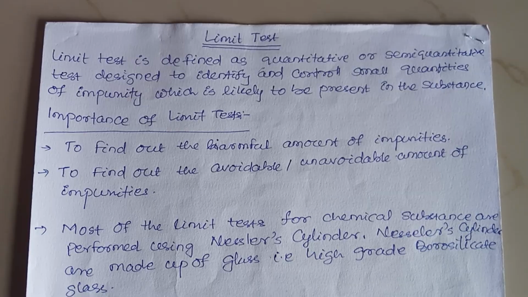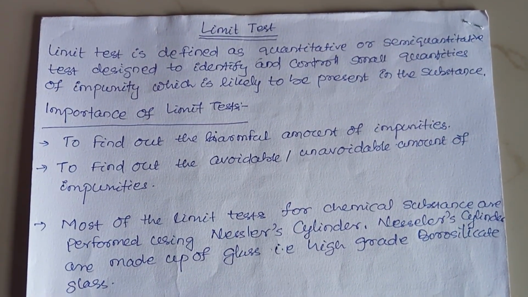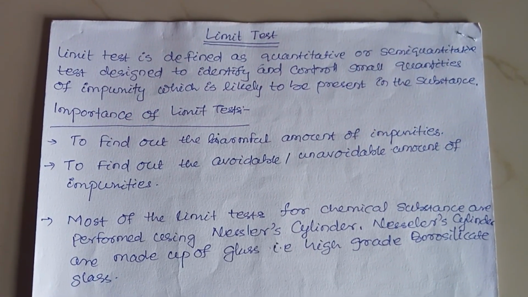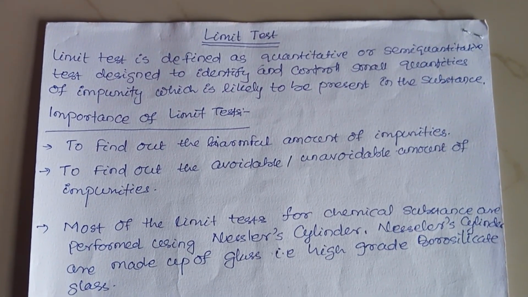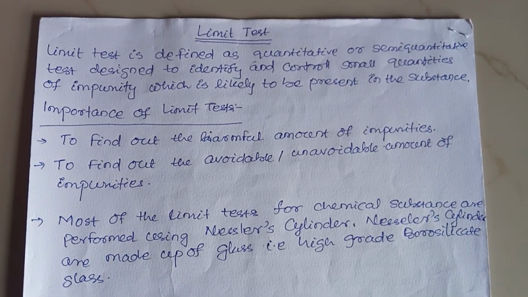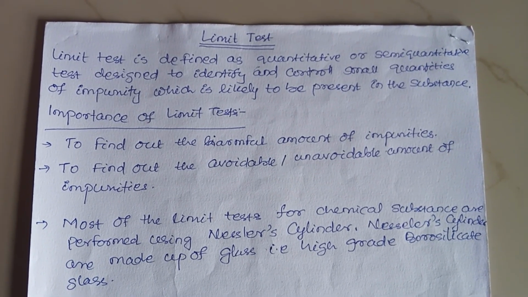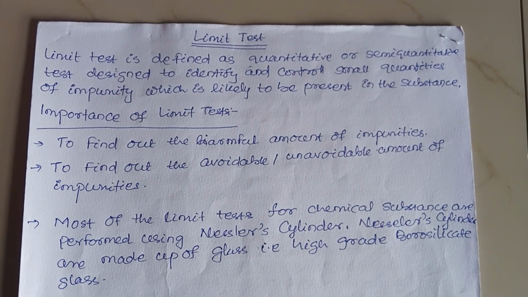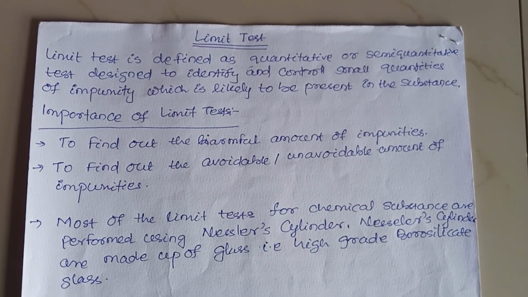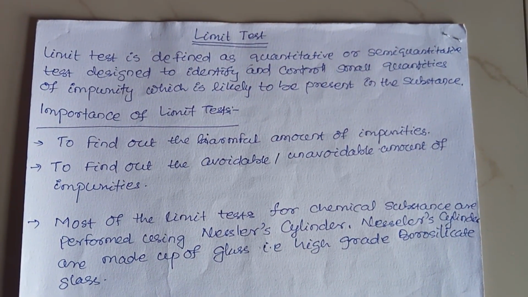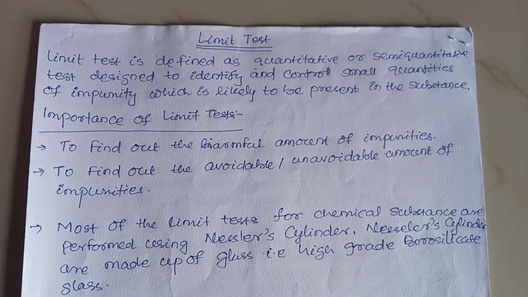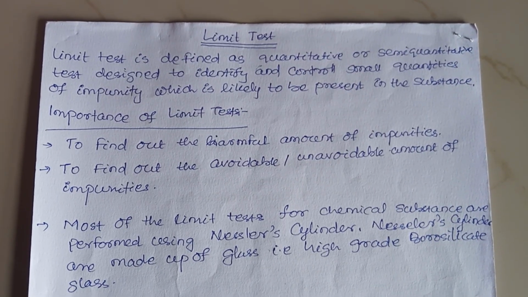Limit tests are an analytical technique used for identification of impurities present in pharmaceutical or chemical substances. In the general sense, identification of impurities is called limit test. In broad terms, limit test is defined as the quantitative or semi-quantitative test designed to identify and control small quantities of impurity which is likely to be present in the substance. So, this is the broad definition.